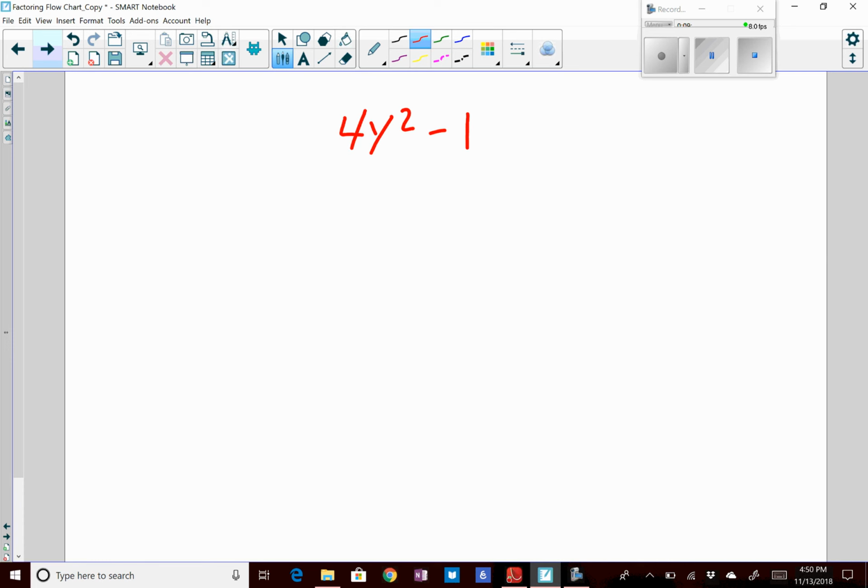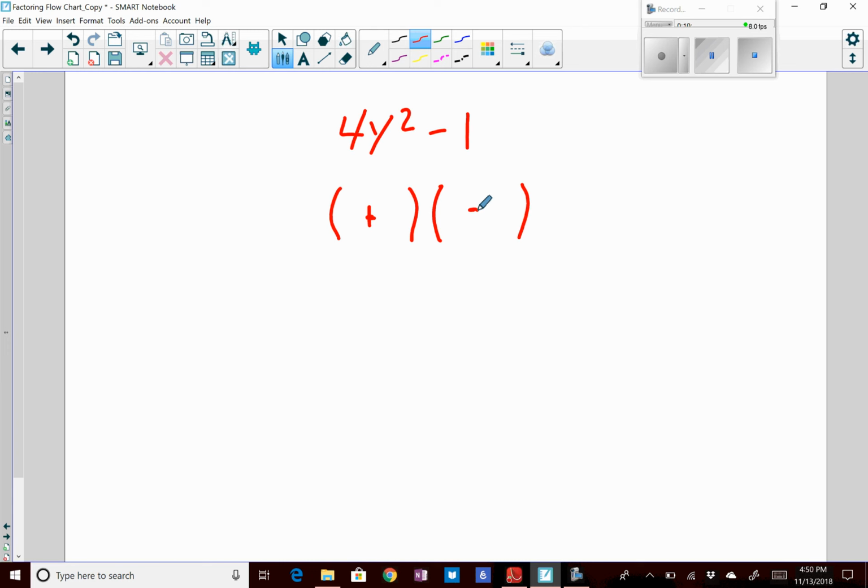When I look at the first term, I can take the square root and get a perfect square, because the square root of 4 is 2, and the square root of y squared is y. The last term is 1, and when I take the square root of 1, I get 1. So each of those terms is a perfect square. That tells me that I have the difference of 2 squares. Looking at the box, the technique here, once we identify that it's the difference of 2 squares, is to set up 2 sets of parentheses. One set will have a plus sign, the other a negative sign.